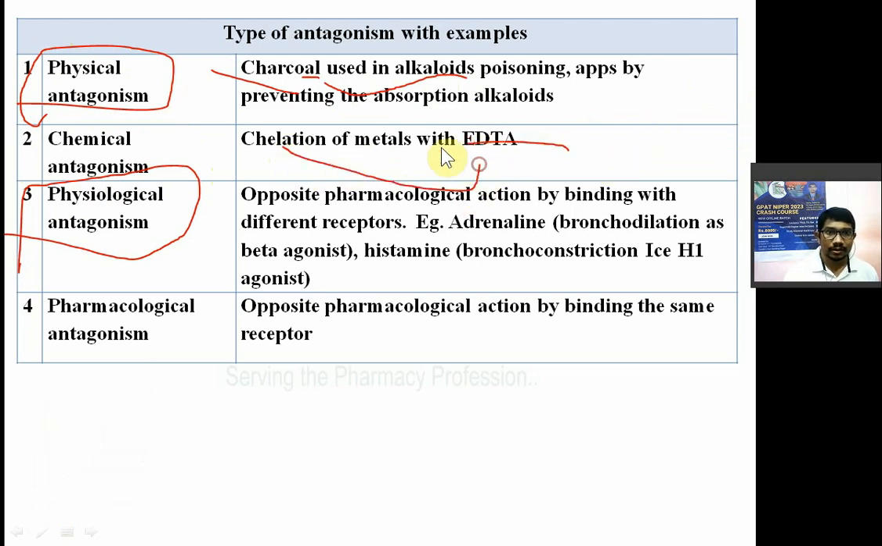मेटल के साथ में बॉन्ड करेगा कौन? EDTA. And it will inactivate the metal. That is a chemical antagonism. और फिजियोलॉजिकल एंटागोनिज्म क्या होता है?